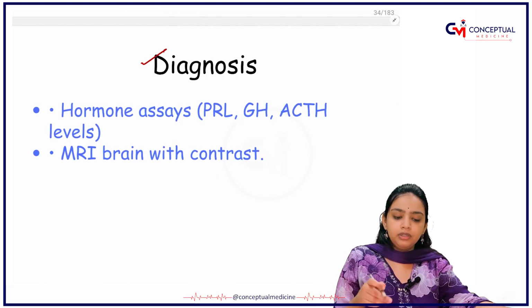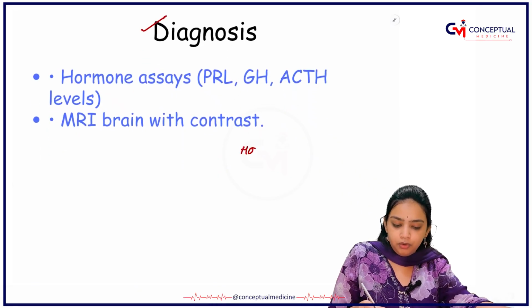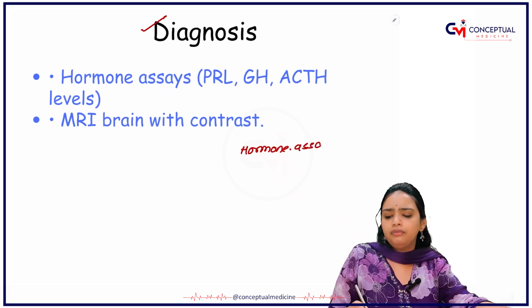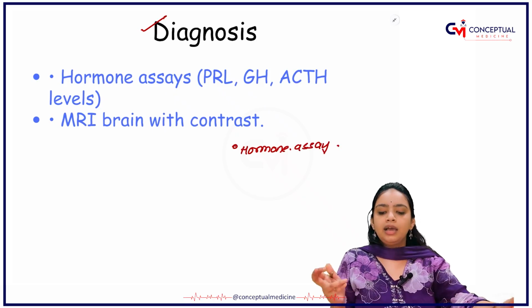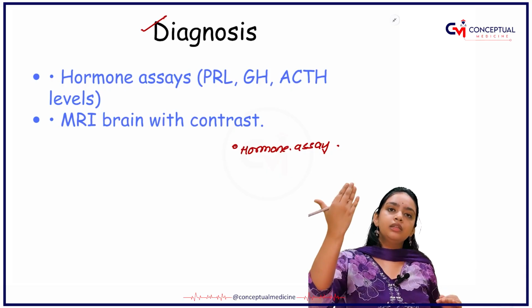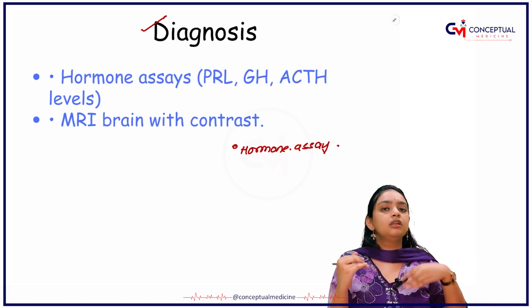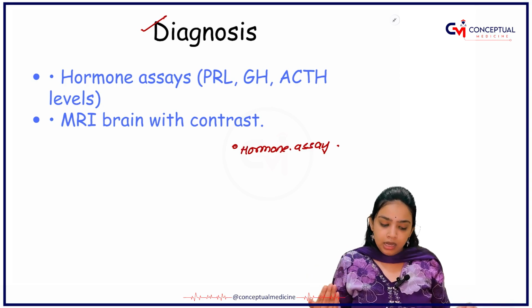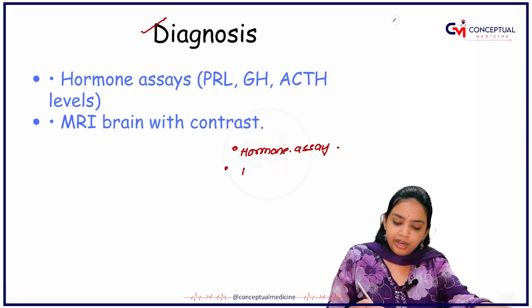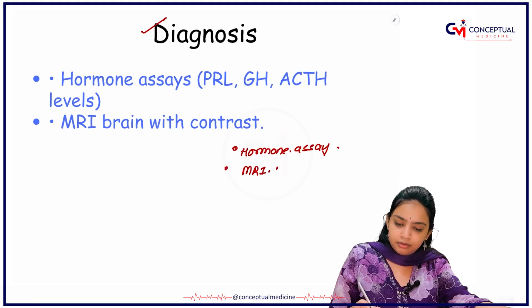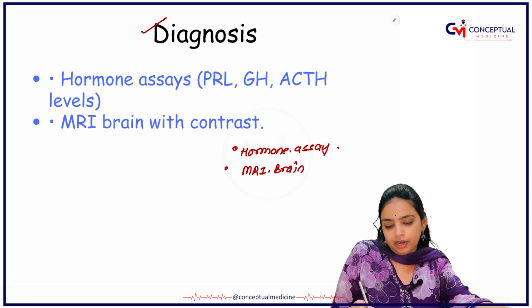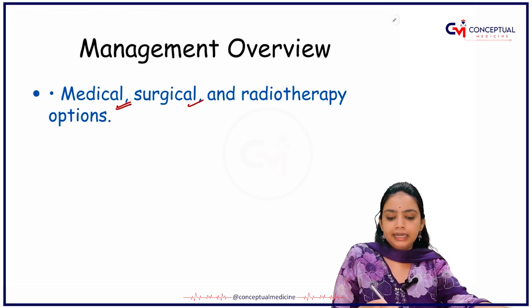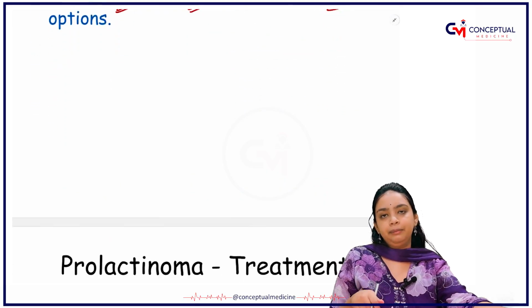If I tell you about the diagnosis, then it is by hormone assay. You basically have to assess the level of your hormone. Either the level of hormone is increasing, or the level of your hormone is decreasing. So you have to assess that. Then you have to do the MRI of your brain. If I talk about the management, it can be medical, surgical and radiotherapy.